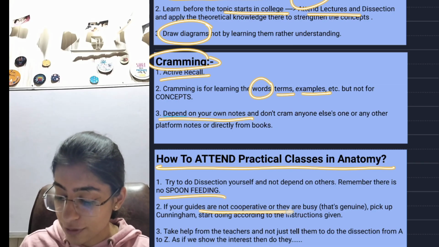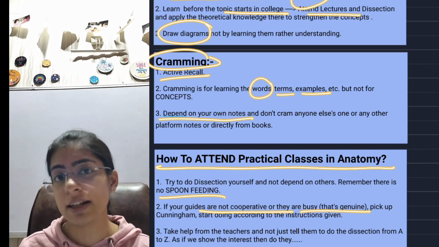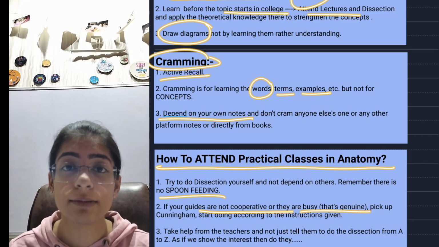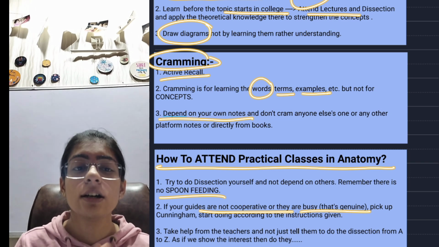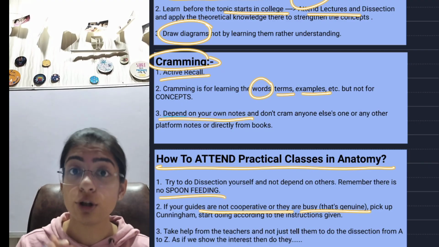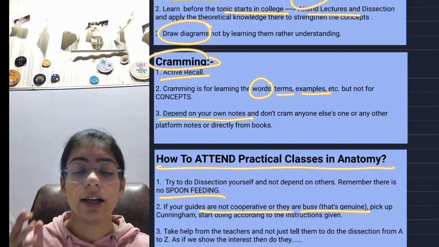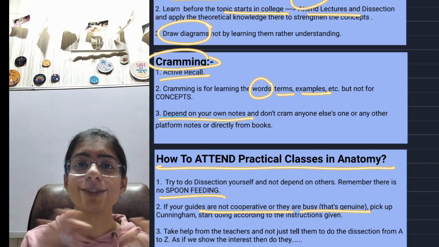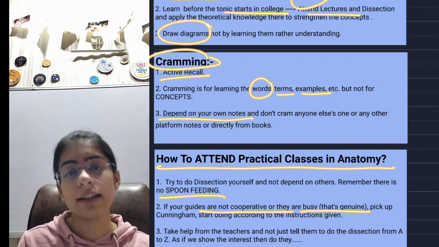If your guides are not cooperative and they are busy, and it's genuine, because they can't address such a big class at a single time, take your Cunningham's dissector manual, or any dissector manual you have, and read from it. If you have read the topic before the practical class, then you can understand Cunningham's very well. Then read from Cunningham and do the dissection if it is allowed. Terms and conditions apply, but if it is allowed, then read it and then apply it.